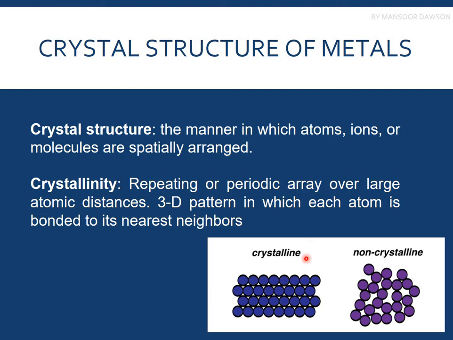So here we can see what crystallinity is. Crystallinity is basically a repeating or periodic array over a large atomic distance, a 3D pattern in which each atom is bonded to its nearest atom. In this figure, in a crystalline solid, the atoms are following a particular pattern, and in non-crystalline solids, we can say amorphous solids, there is no pattern being followed, or there is no long range order, which we will be discussing later on.